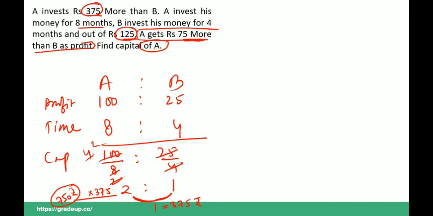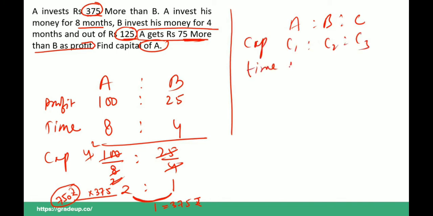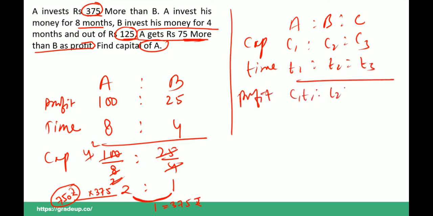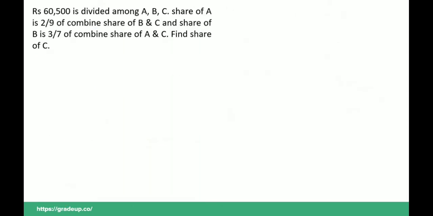Alright guys, I'm telling you, the whole chapter is based on only this. If you have the capital ratio and the time ratio, then you can easily find the profit ratio. C1 T1, C2 T2, C3 T3. You can easily find the profit ratio. Alright, now let's move to the next question.